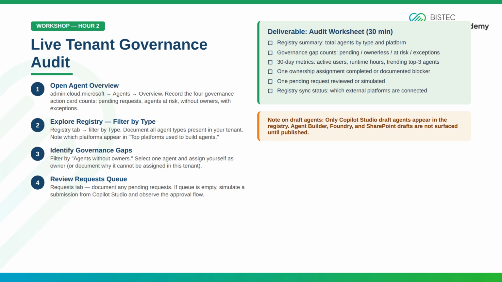Your deliverable is a completed audit worksheet covering 5 items: a registry summary by type and platform, the 4 governance gap counts, the 30-day observability metrics including active users, runtime hours, and the top 3 trending agents, 1 ownership assignment completed or a documented blocker, and 1 pending request reviewed or simulated.